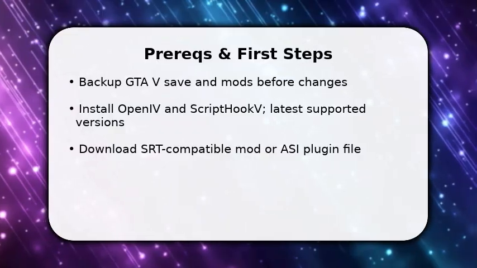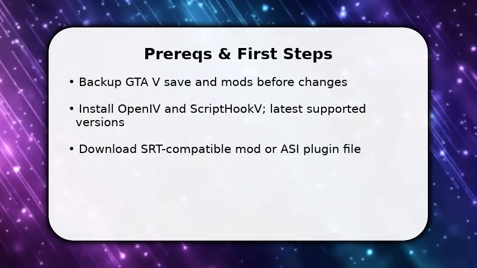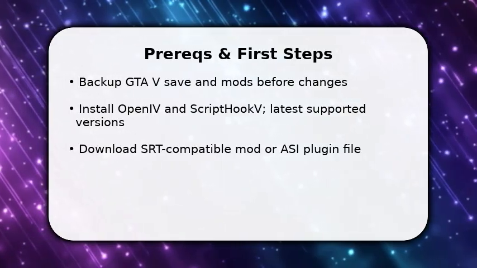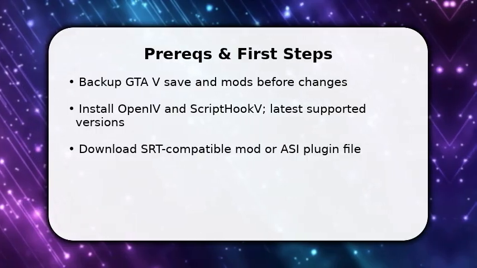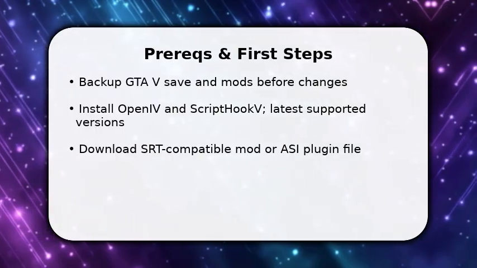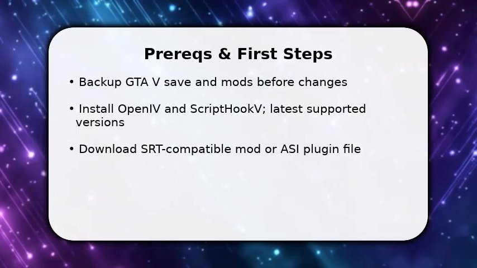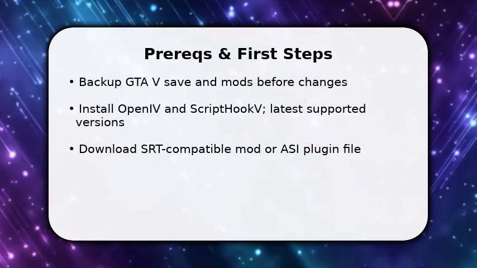You start by confirming prerequisites. Back up your GTA V save and mods so you can revert if needed. Install OpenRoman 4 and Script Hook V because they let you load custom ASI files and handle native calls. This is why stability matters.